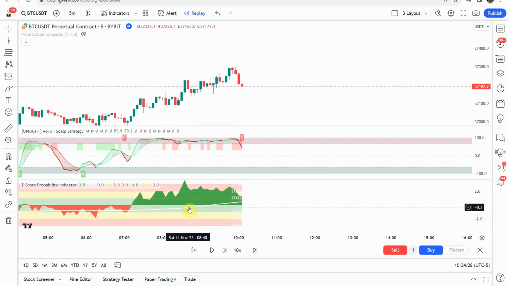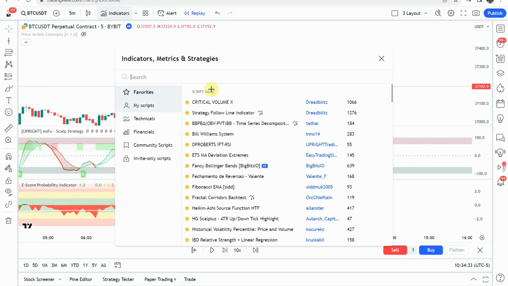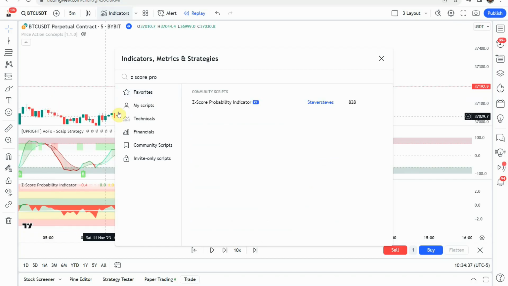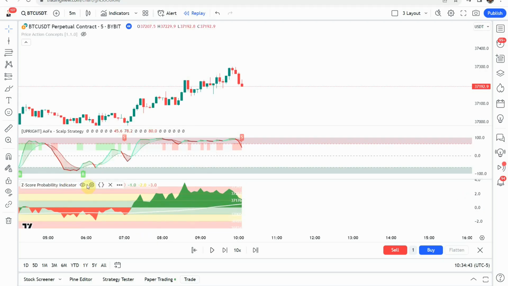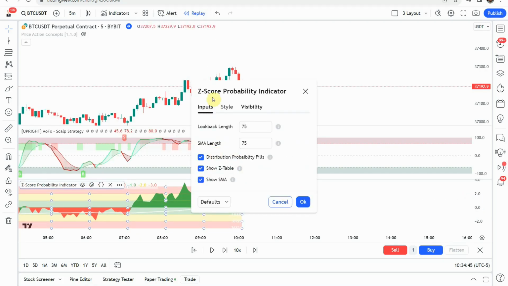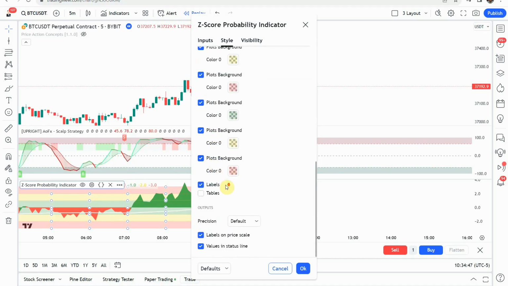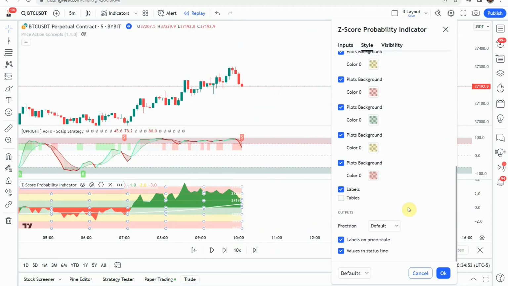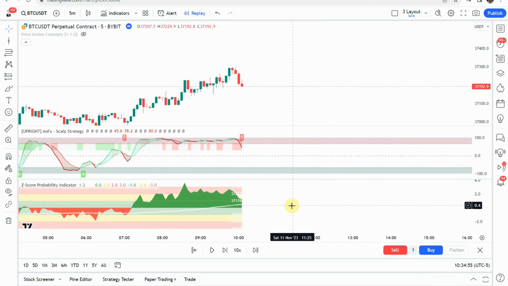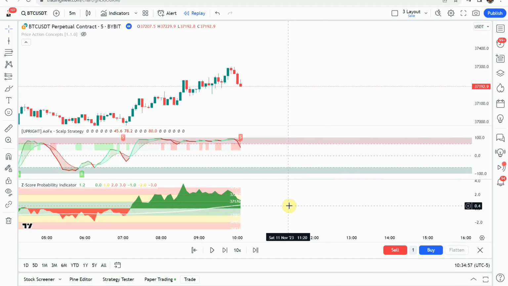The first indicator that we are going to put on screen is going to be the Z-score probability indicator. So if you just go in and type in Z-score Pro, it's going to be this one right here. Add that to the screen and it'll pop up just like this here. I did go in and turn off the tables right here. So the tables on looks like that. With the tables off, it looks like this. Everything else is on the default setting.